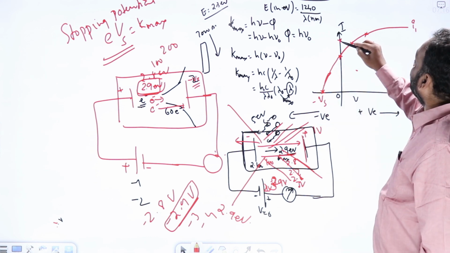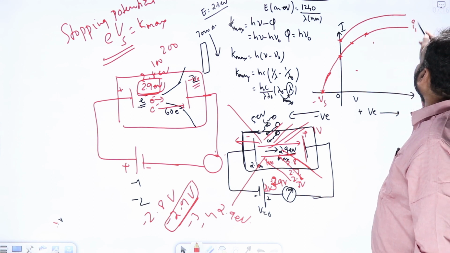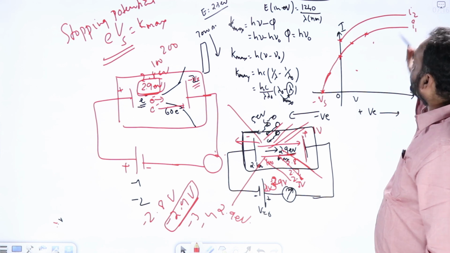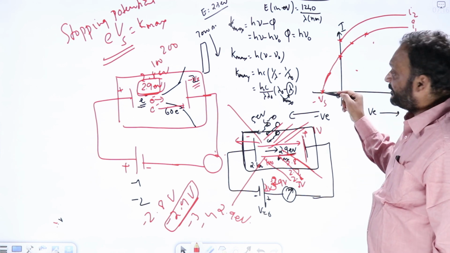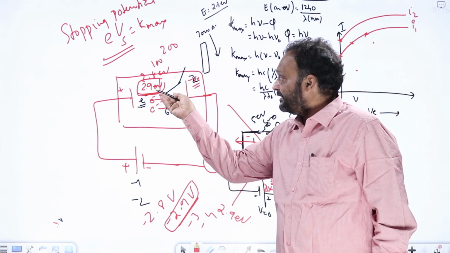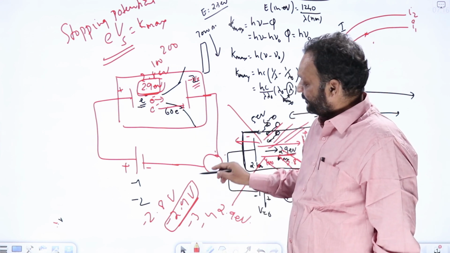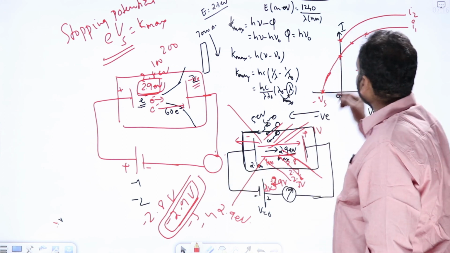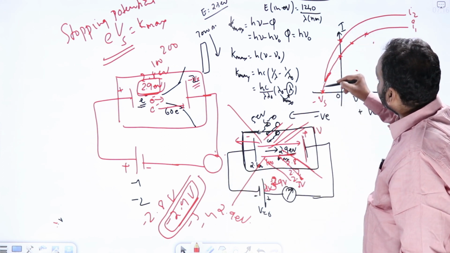Only the current will keep on increasing. Saturation current earlier was due to 100 electrons. Now saturation current is due to 200 electrons. But what about stopping potential? Maximum kinetic energy is still 2.9 electron volts only, isn't it? Therefore, the minimum negative potential required also will be minus 2.9 volts only. So the stopping potential remains the same.